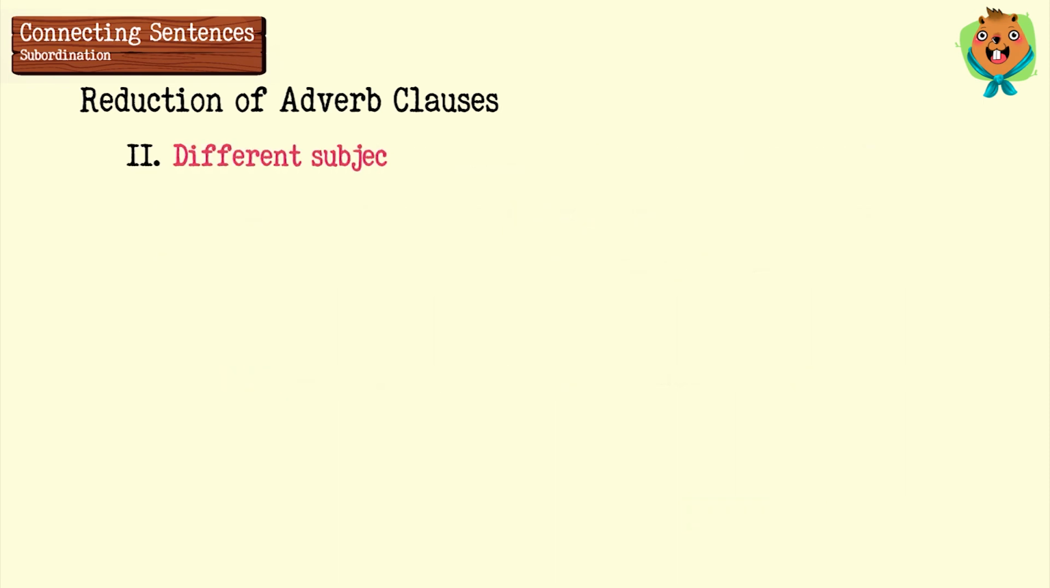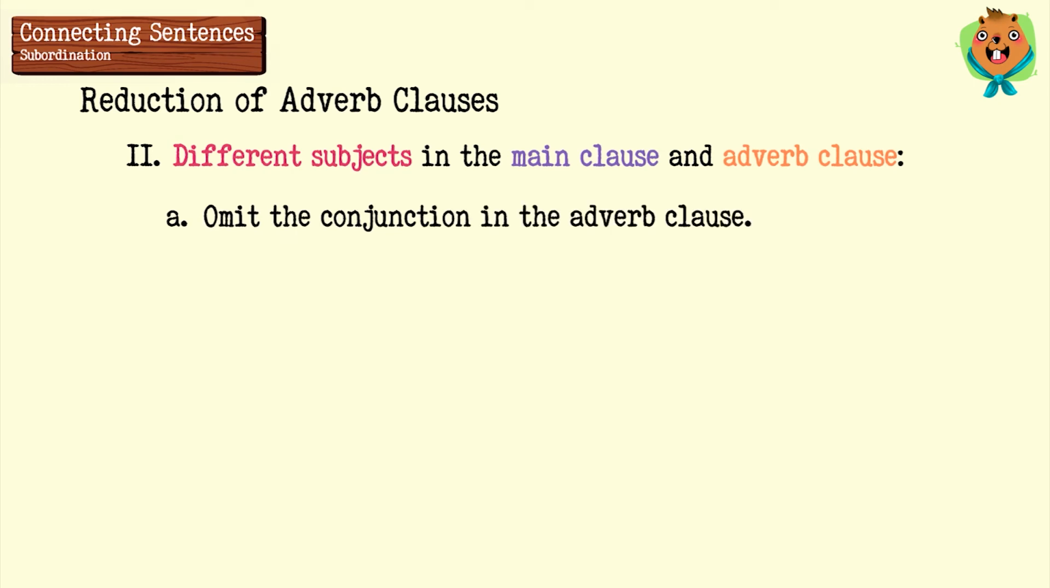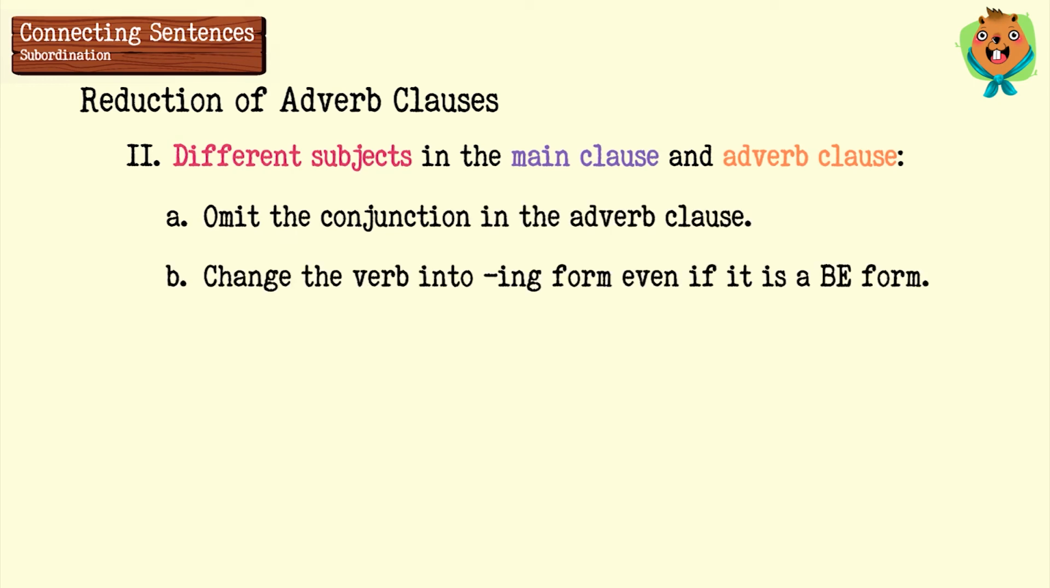In the second method to reduce adverb clauses, you don't have the same subject in the main clause and in the adverb clause. The subjects are different. Still, it is possible to have reduction. In this method, in order to achieve reduction, you omit the conjunction in the adverb clause, and then you turn the verb into the ing form, even if it is a be form.